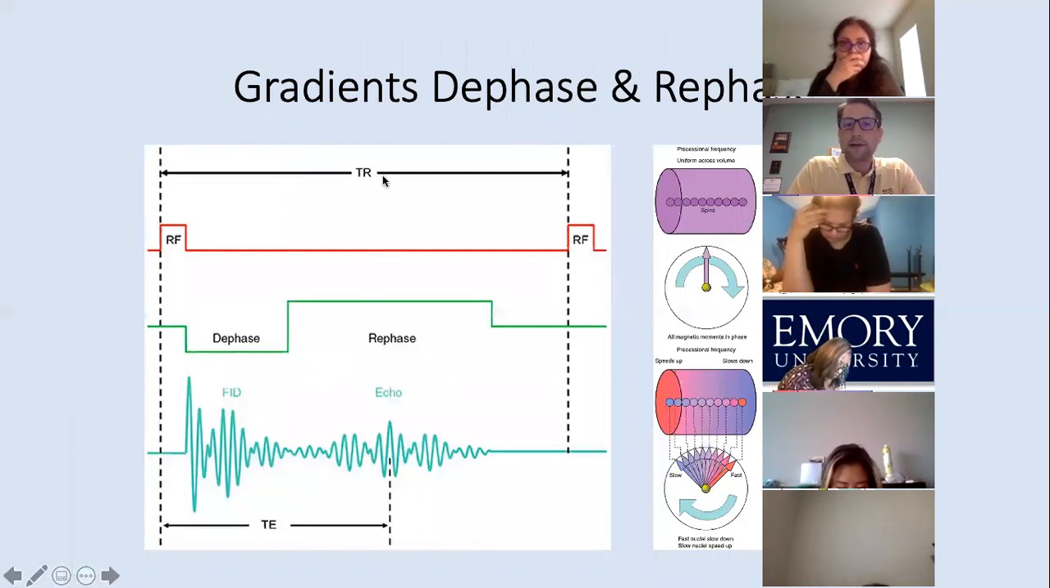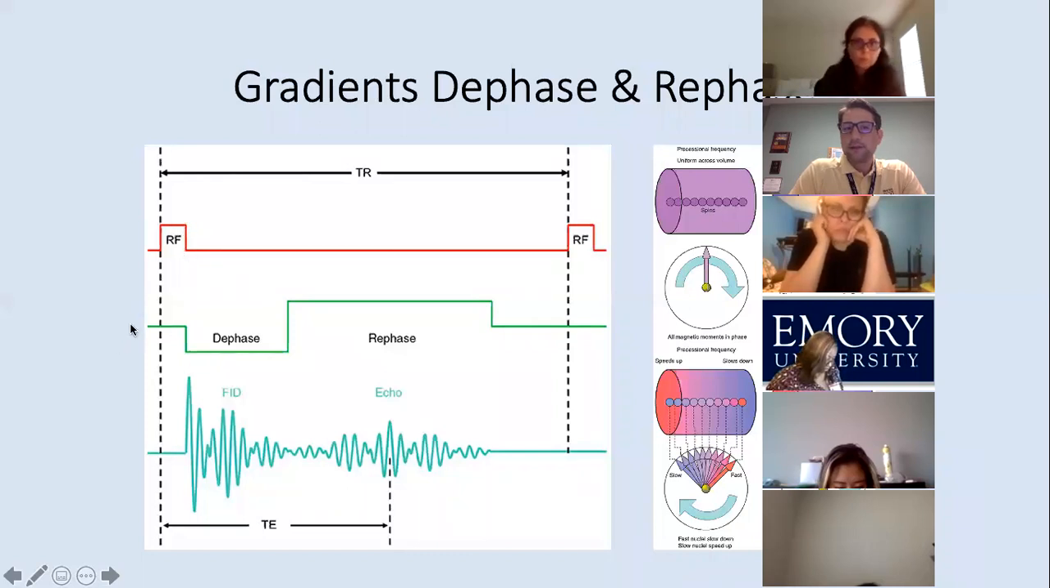Here is a diagram of our gradient echo pulse sequence. We're missing a couple of those gradients: the slice select gradient and the phase encoding gradient. Here we're just showing you the RF pulse, the frequency encoding gradient or readout gradient, and then your signal. So it's just a condensed view of your gradient echo pulse sequence diagram.